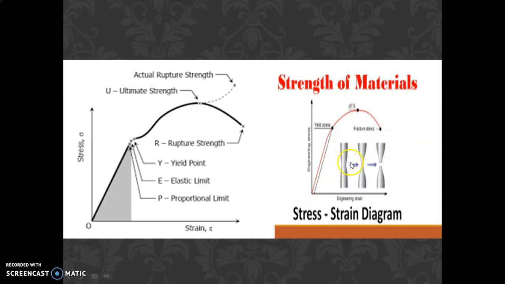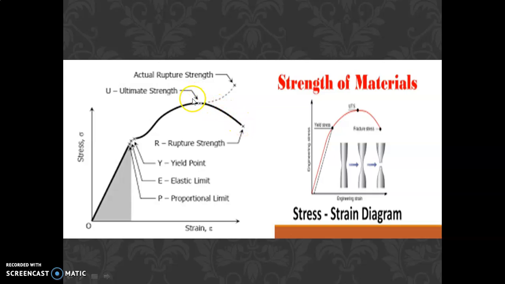Likewise, here we can consider the shape of this particular specimen is like this. Is it okay? So here also you can see the points are marked: proportional limit, then elastic limit, then yield point, and then ultimate strength. This is actual rupture strength and this is rupture strength. So try to understand the difference between them. If this particular graph doesn't come in a downward direction but is extended, then that may be the actual rupture strength. But it doesn't happen at this point.